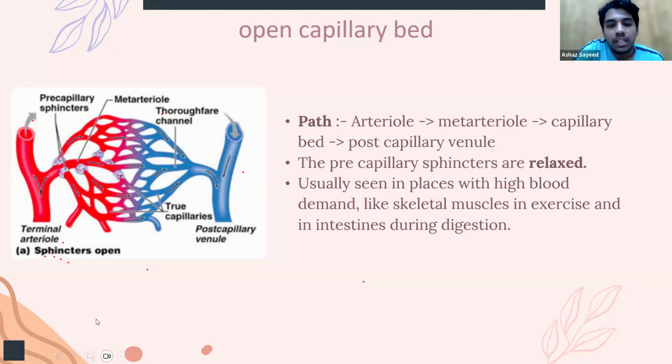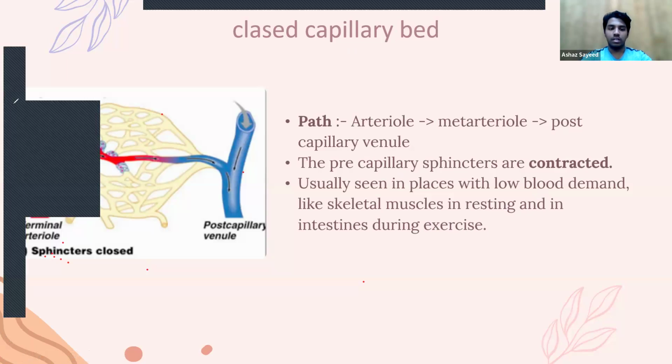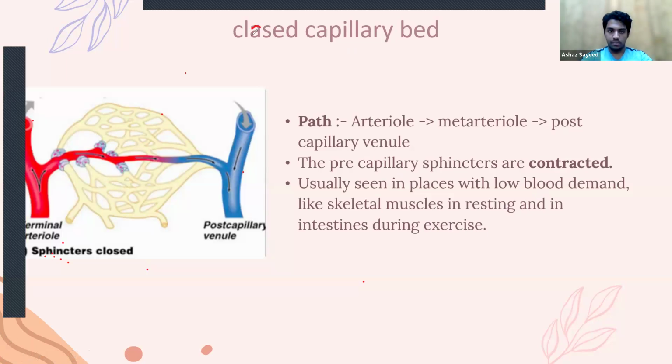And the exact opposite of this is the closed capillary bed, where the blood moves from the arteriole through the meta-arteriole and straight into the post-capillary venule. It does not involve the capillary bed. Here, the sphincters are usually contracted, and in places where you don't need a lot of blood, that's where you have a closed capillary bed. Very small mistake there: closed capillary.